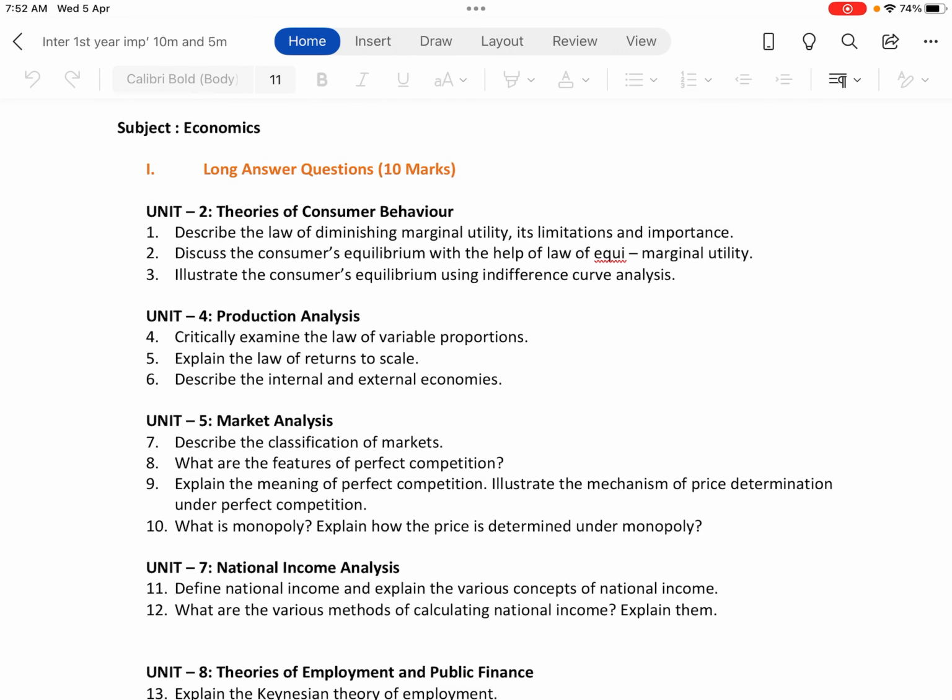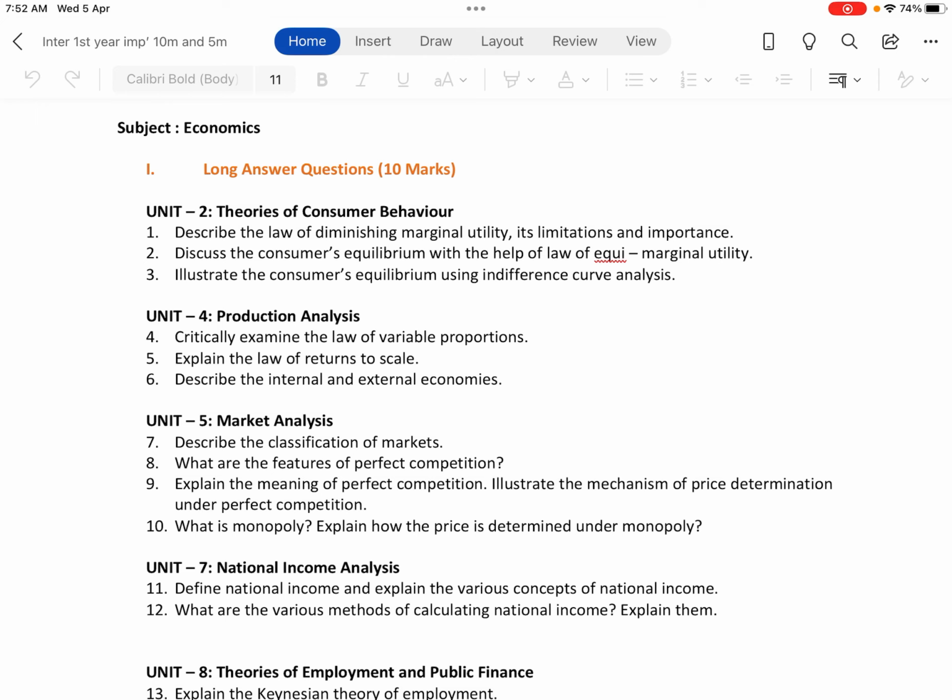The next unit from which you can expect the 10 marks LAQs is Unit 5, market analysis. The 7th question: describe the classification of markets. 8th question: what are the features of perfect competition? 9th question: explain the meaning of perfect competition and illustrate the mechanism of price determination under perfect competition. And the 10th question: what is monopoly, and explain how the price is determined under monopoly. Out of these 4 questions, you can expect 10 marks.